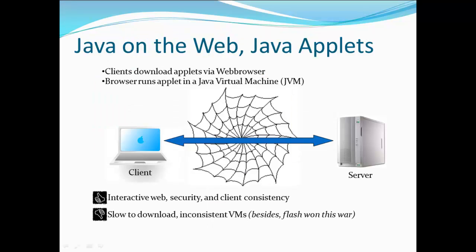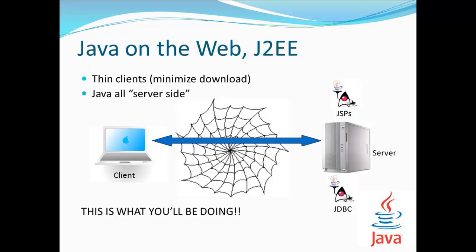Java on the web, Java applets. Clients download applets via a web browser. The browser runs the applet in a Java virtual machine. Advantages: interactive web, security and client consistency. Disadvantages: slow to download, inconsistent VMs besides Flash 1.4. Java on the web, J2EE. Thin clients, minimize download. Java, all server side.